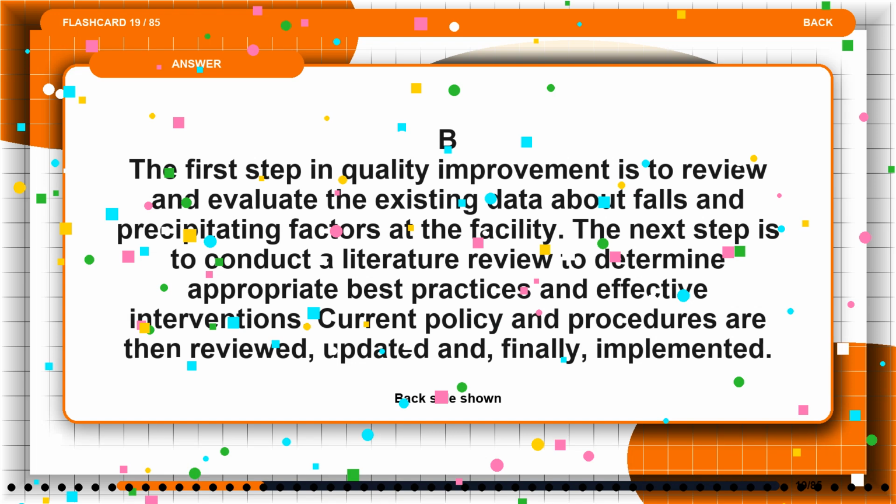The answer is B. The first step in quality improvement is to review and evaluate the existing data about falls and precipitating factors at the facility. The next step is to conduct a literature review to determine appropriate best practices and effective interventions. Current policy and procedures are then reviewed, updated, and, finally, implemented.